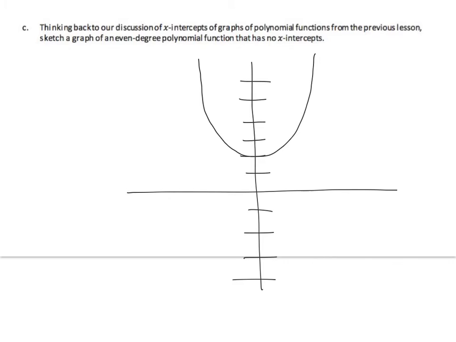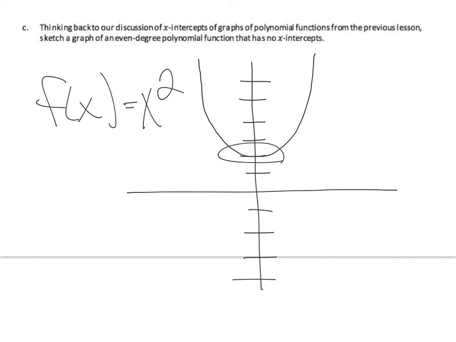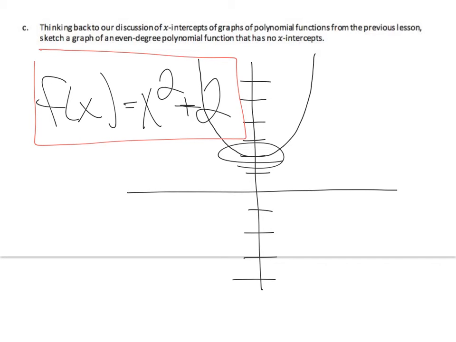This right here is an even degree. So to me, it looks like an x squared. And the y-intercept is at 2. So that's exactly what I drew. It doesn't have an x-intercept.